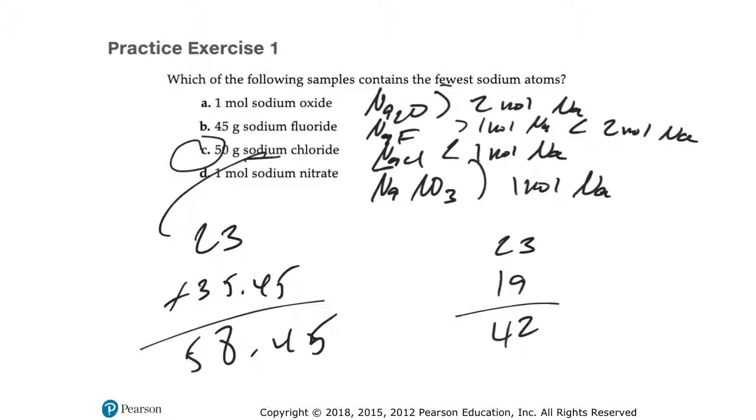Weird question, involves some naming, but it really involves thinking of formulas. How many moles of sodium do we have present? Do we have a mole? Do we have 2 moles? Do we have less than a mole or more than a mole? So C works out to be less than 1 mole of sodium.